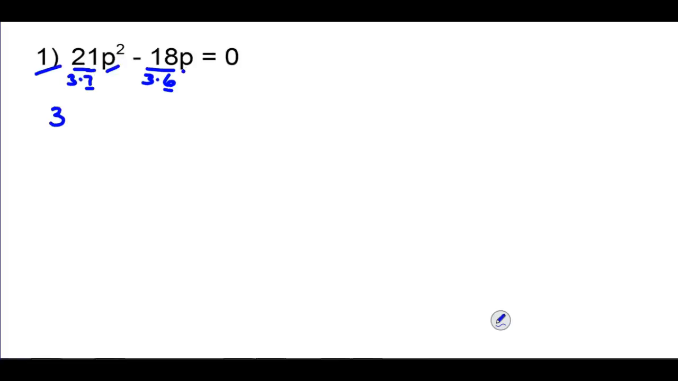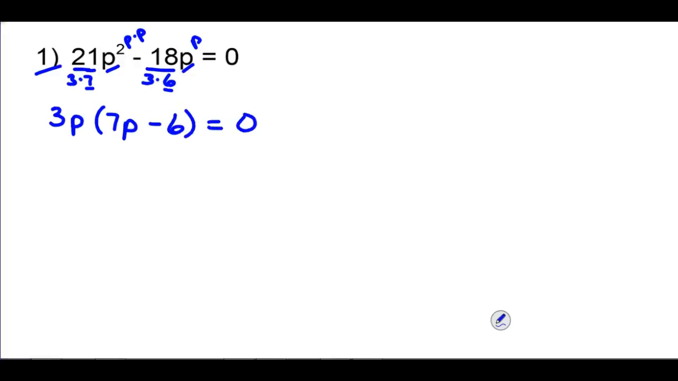Now the p squared and the p, what they have in common is the p, because p squared is p times p and p is just p. What we have left when we factor out the 3p is 7p for the first term, because 3 times 7 is 21 and p times p is p squared. What we have left when we factor out 3p from the second term is minus 6, because 3 times minus 6 is minus 18, and p times 1 is p.